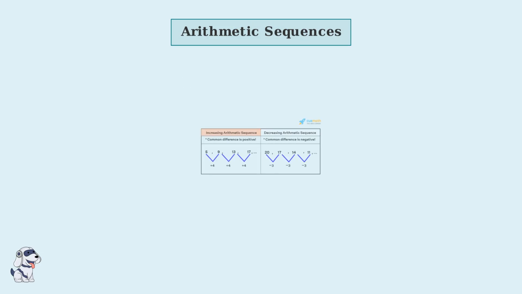Let's look at some visual examples to understand this better. Here we can see two different arithmetic sequences side by side. On the left side, we see an increasing arithmetic sequence where each term gets larger by adding positive 4. On the right side, we have a decreasing arithmetic sequence where each term gets smaller by subtracting 3, which is the same as adding negative 3.